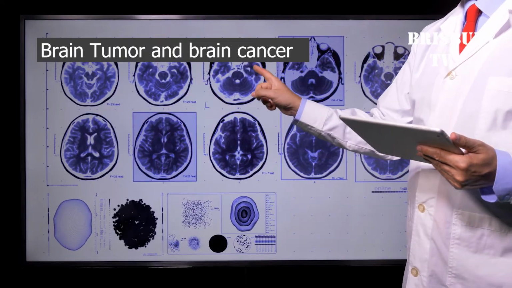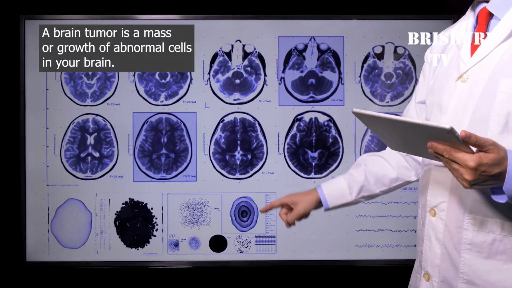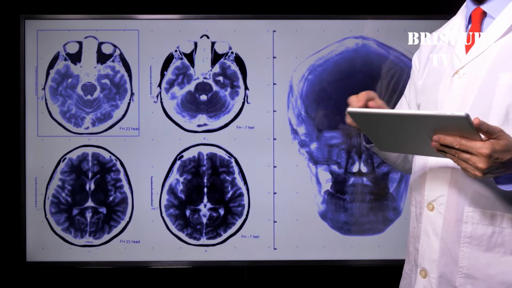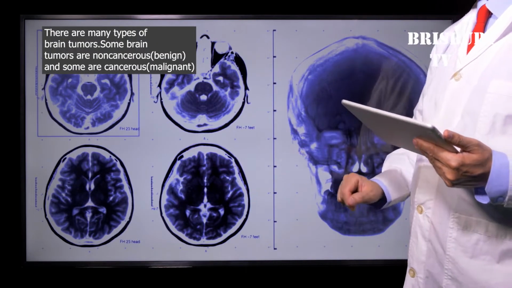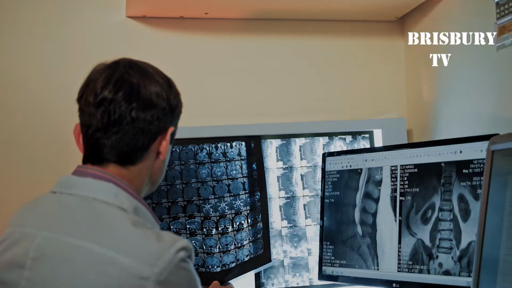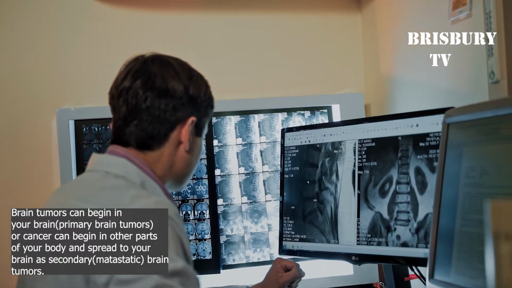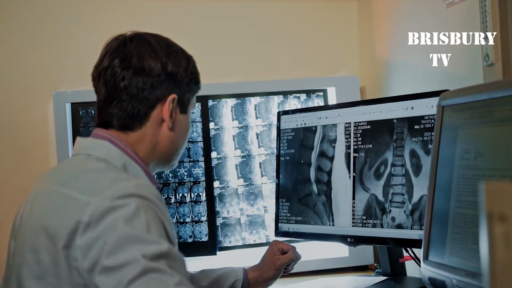Brain cancer and brain tumor. A brain tumor is a mass or growth of abnormal cells in your brain. There are many types of brain tumors. Some brain tumors are noncancerous and some are cancerous. Brain tumors can begin in your brain, or cancer can begin in other parts of your body and spread to your brain as secondary brain tumors.